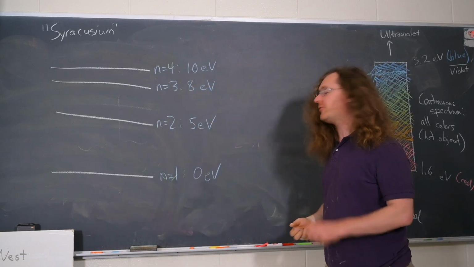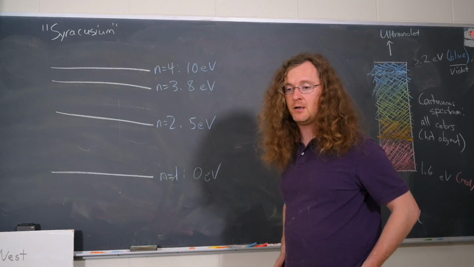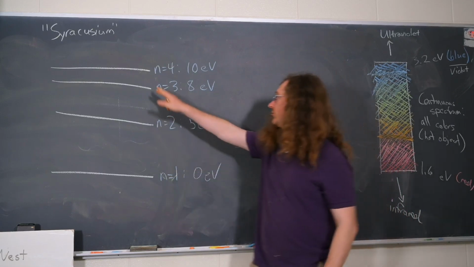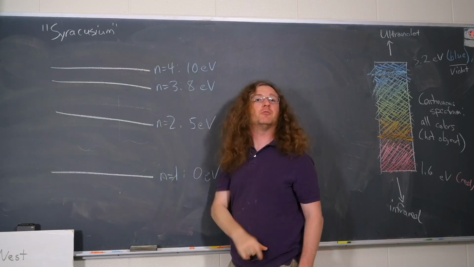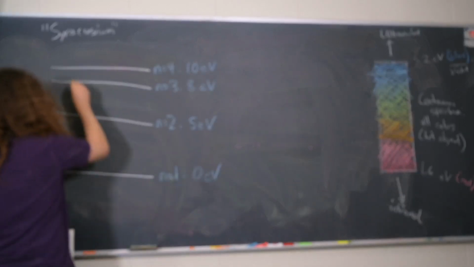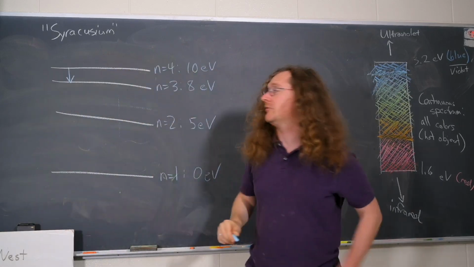And the energies that this thing emits are just the differences between the energy levels. So for instance, going from 4 to 3, this gap here is 2 electron volts. So when an electron makes this jump downwards, it emits a photon of 2 eV.